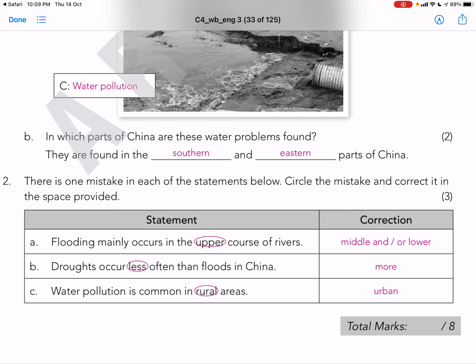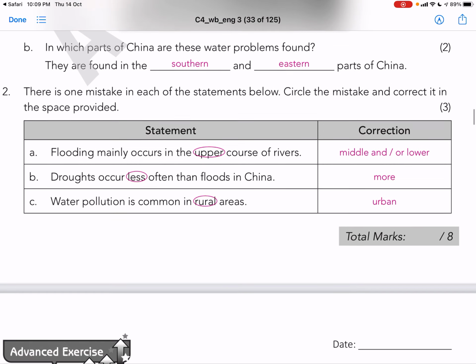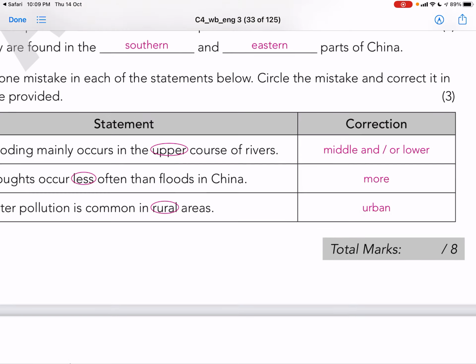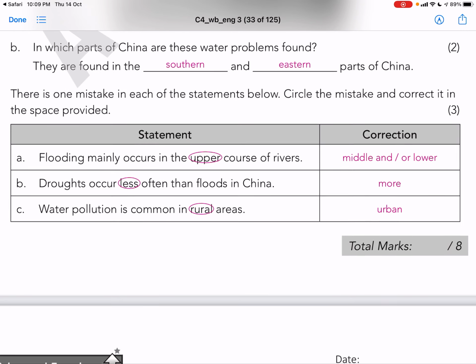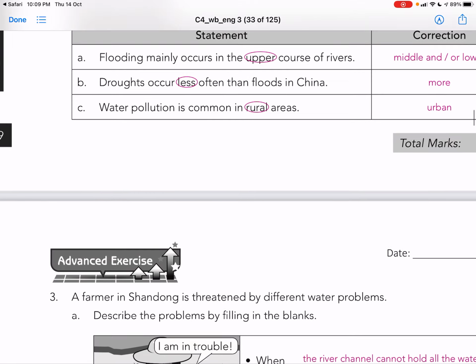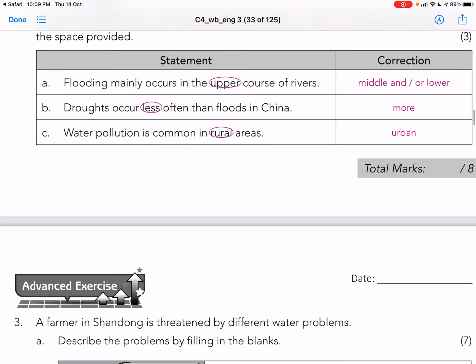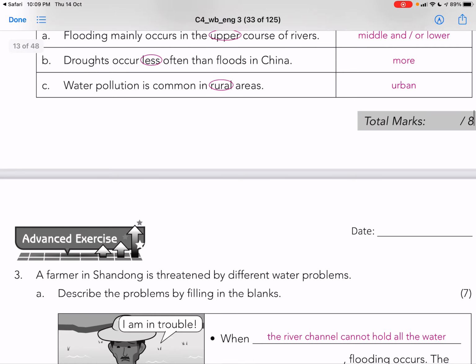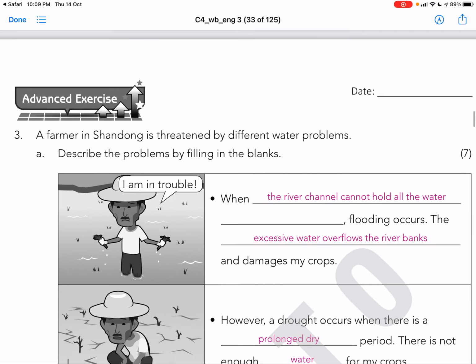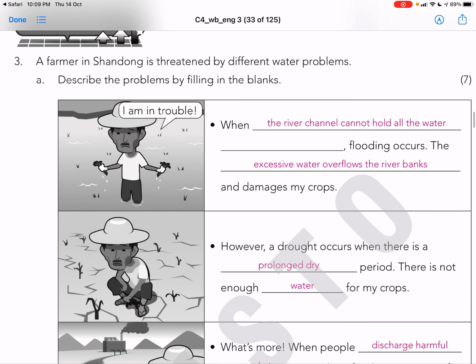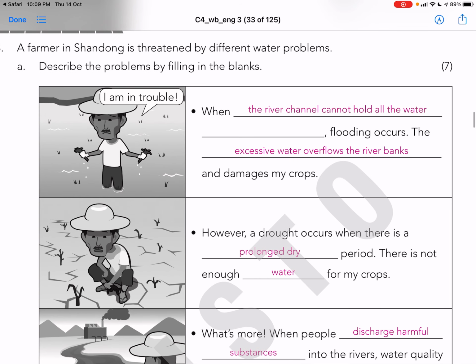Flooding mainly occurs in the lower course of the river instead of the upper course of the river. Drought occurs more often than flood in China, especially in the northern part of China, and water pollution is common in urban areas because they are populated. Then, Shandong farmers, what are they experiencing?